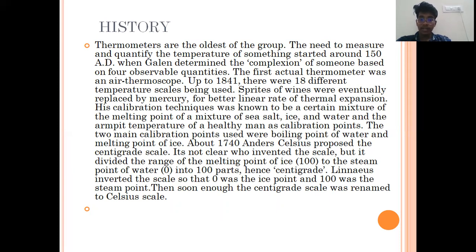About 1740, Anders Celsius proposed the centigrade scale. It's not clear who invented the scale, but it divided the range from the melting point of ice to the steam point of water into 100 parts. Linnaeus later inverted the scale so that 0 was the ice point and 100 was the steam point. Then soon enough, the centigrade scale was renamed the Celsius scale.